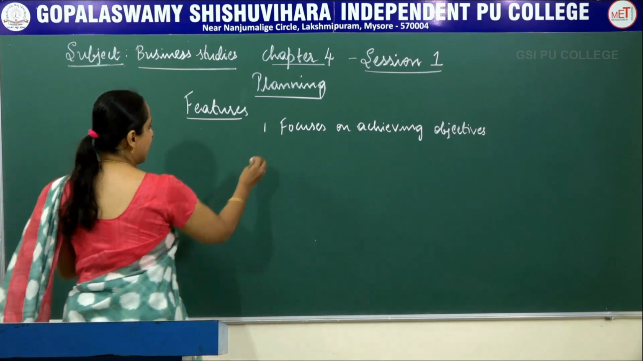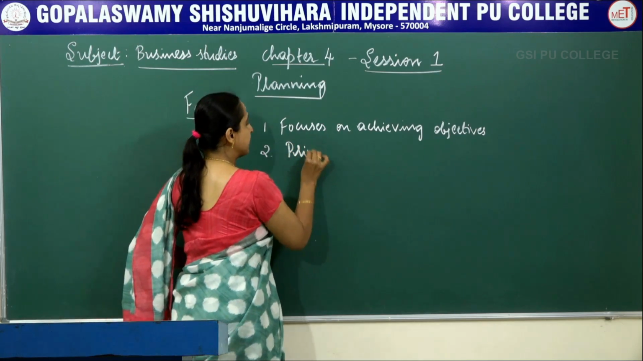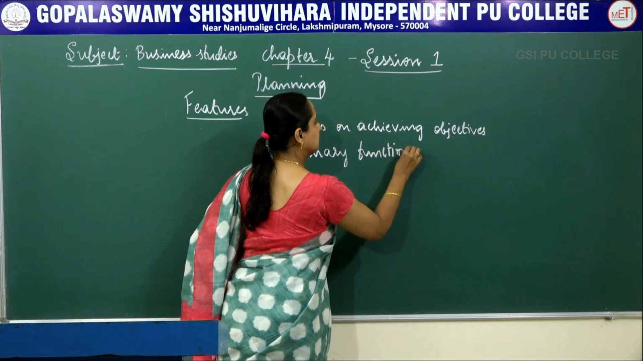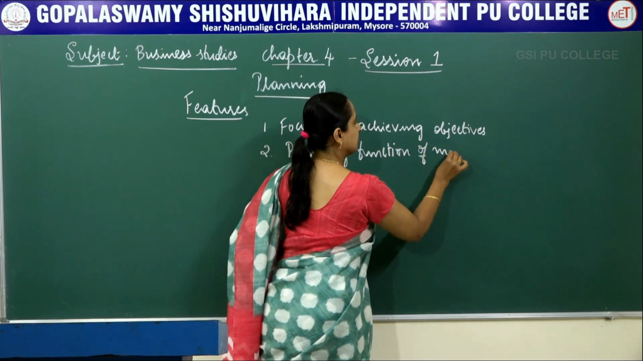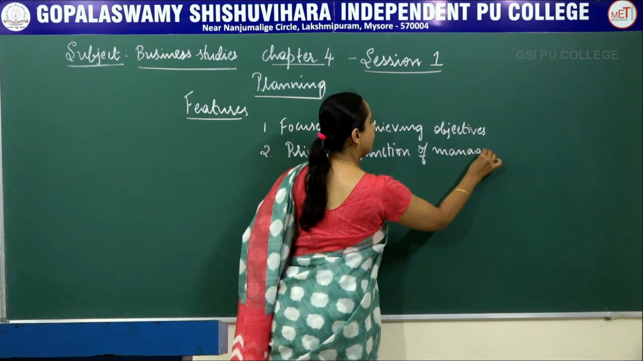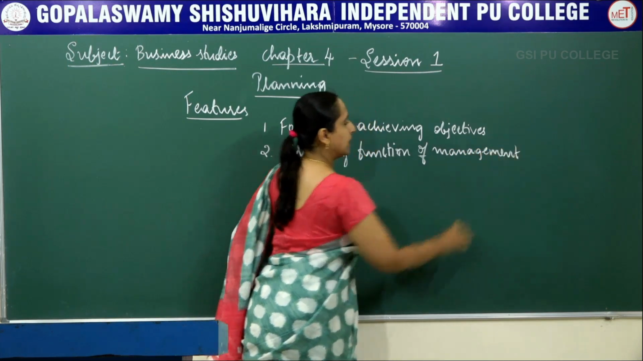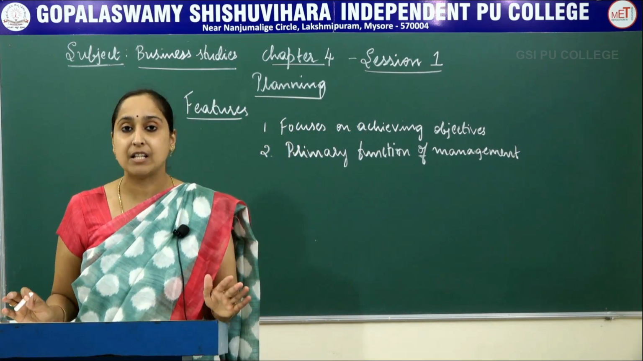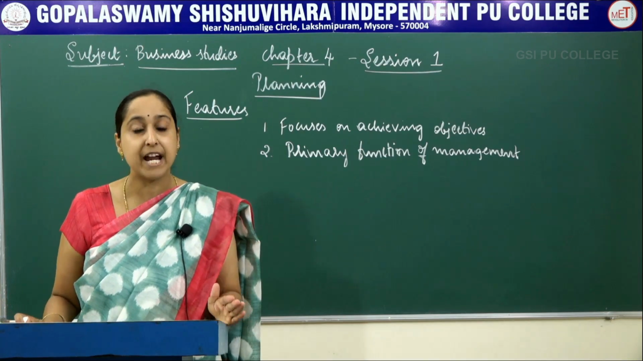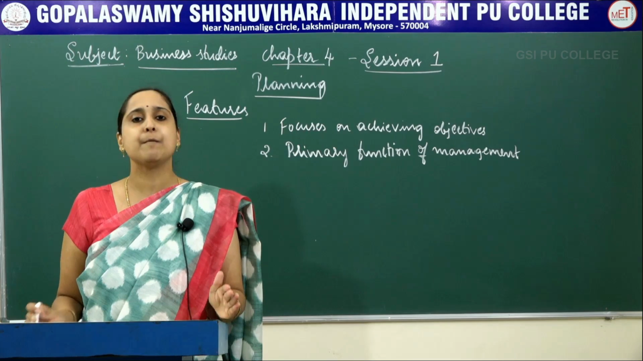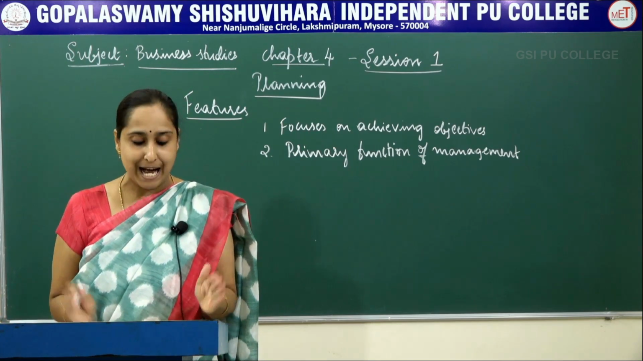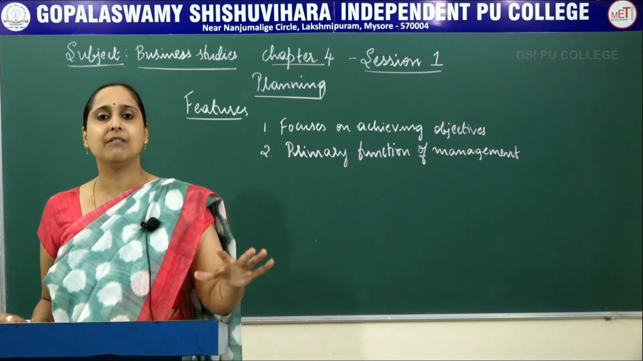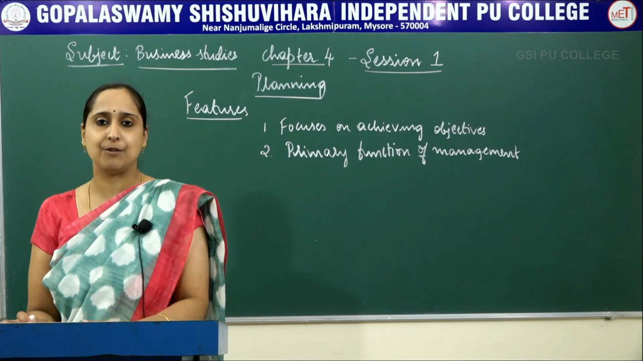Second one is planning is the primary function of management. What is primary function? Primary function means here planning is the first function to be performed by every manager. No other function can be executed without performing planning function, because objectives are set up in planning and all the other functions are depending on the objectives of the organization.